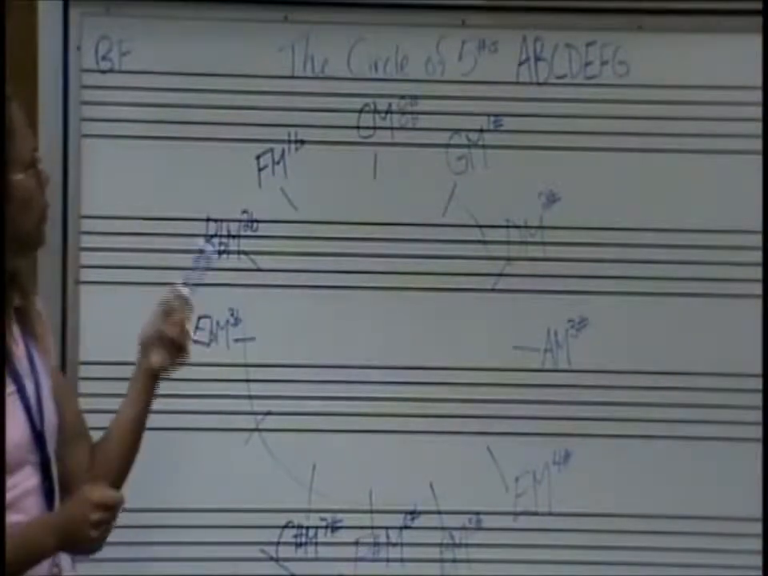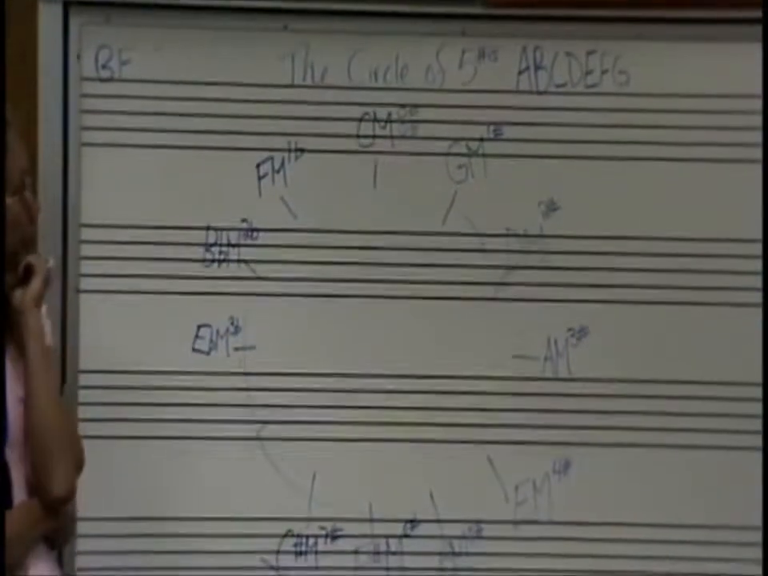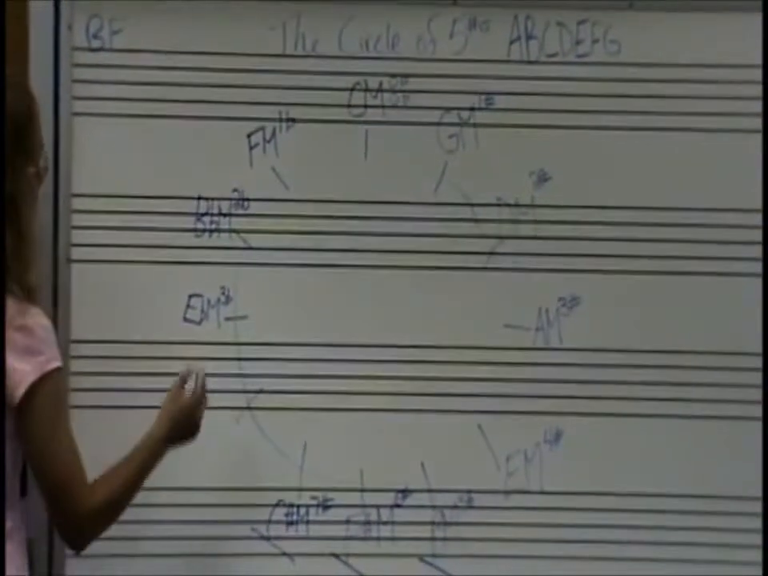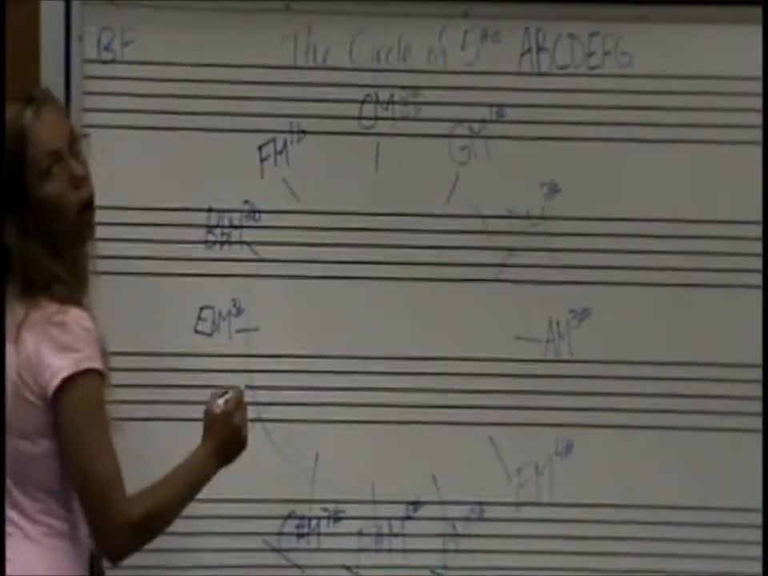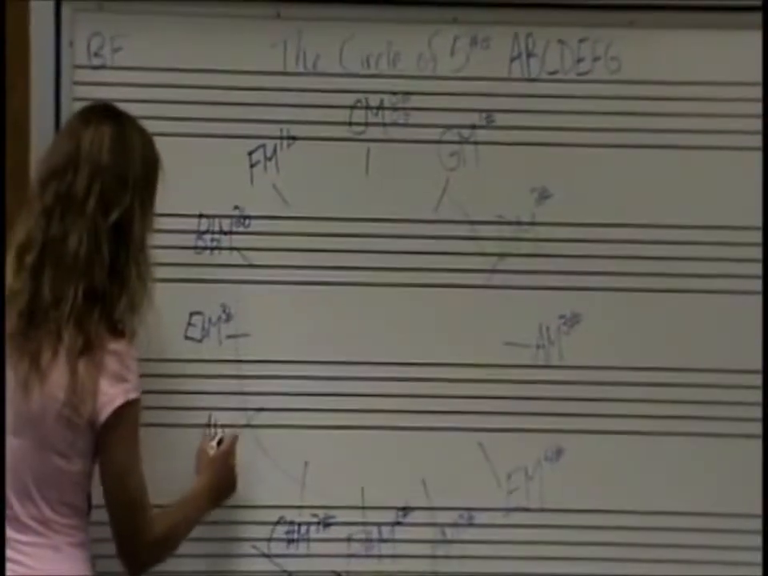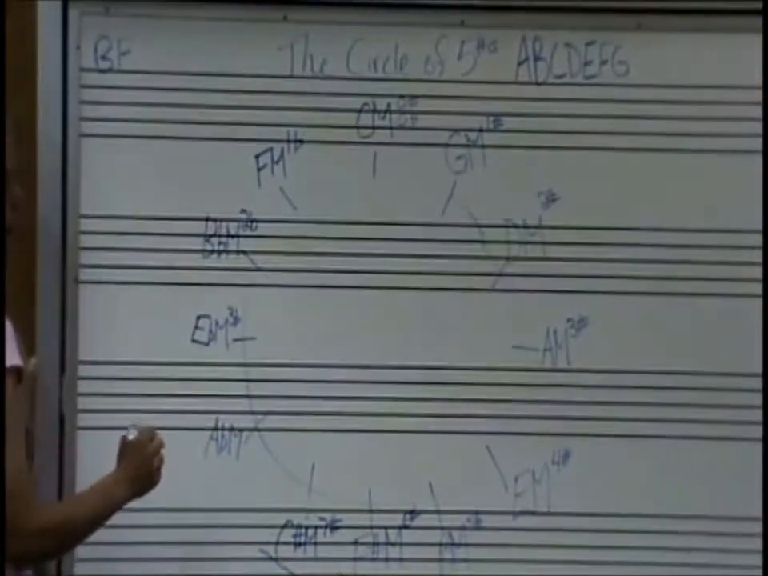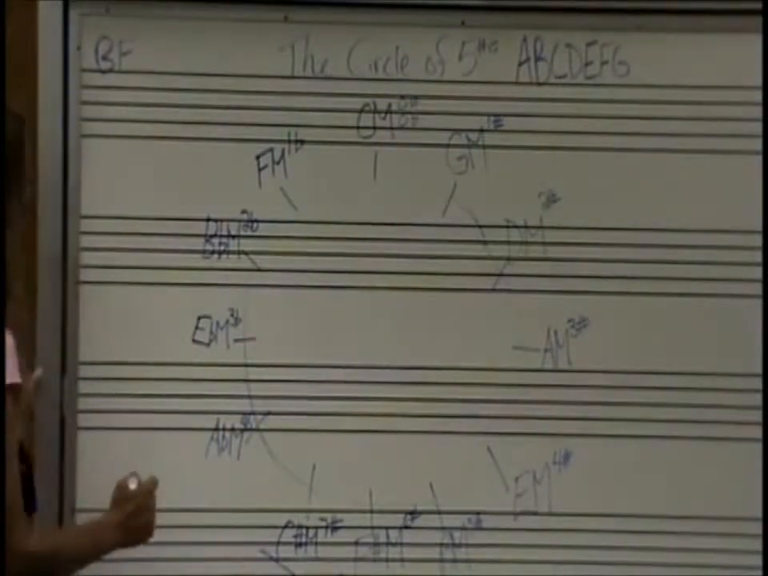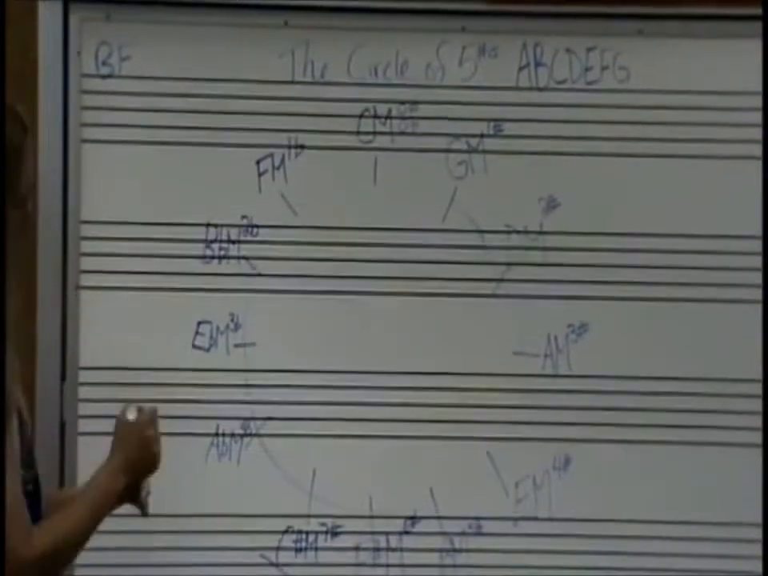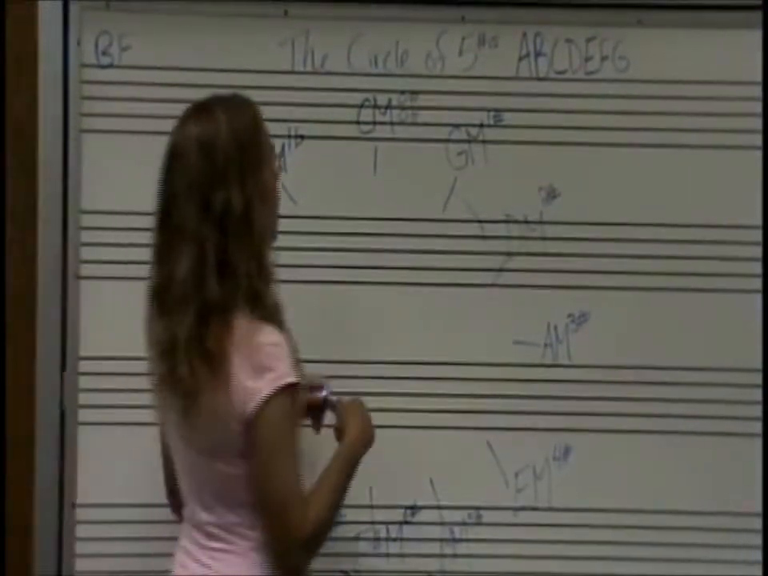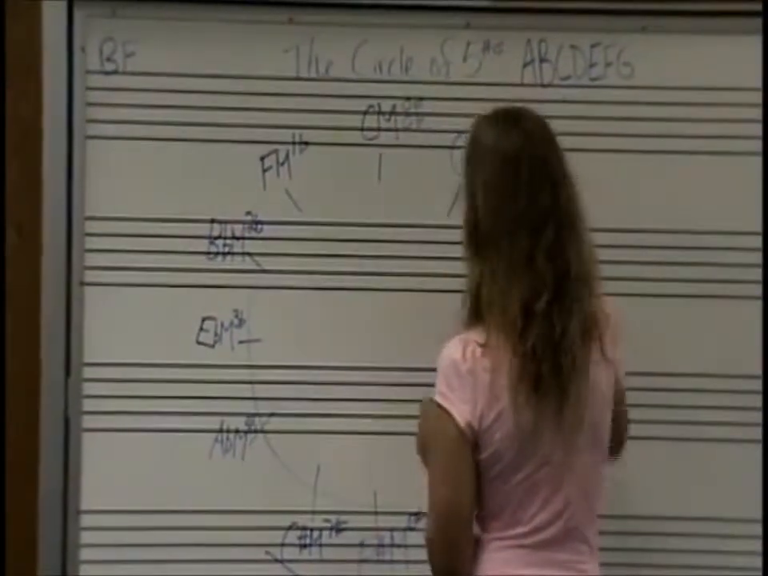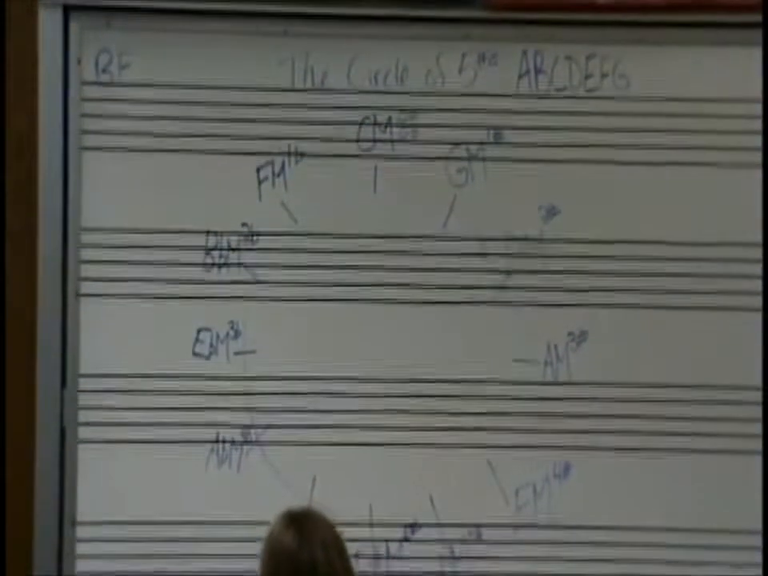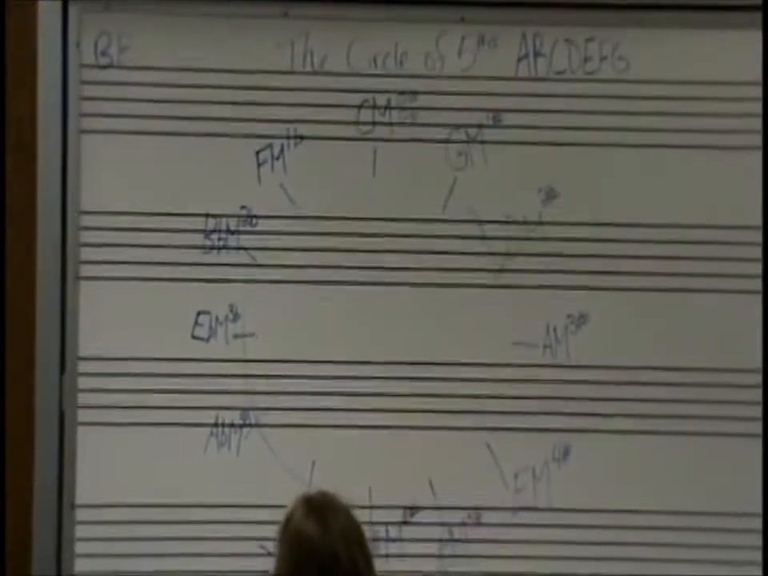Going backwards from E flat, count backwards and see what you get. You should have A flat major. How many flats? 4 flats. Now if we count backwards from A flat, 1, 2, 3, 4, 5, we have D flat major. And we have 5 flats.